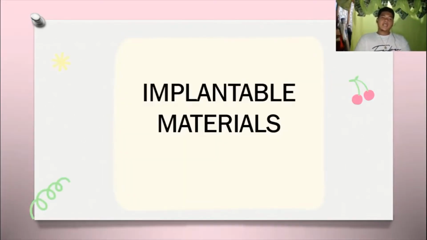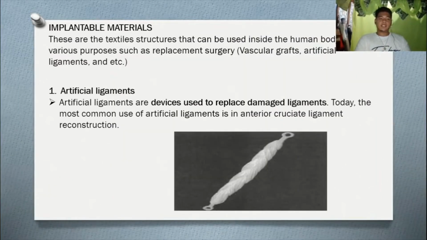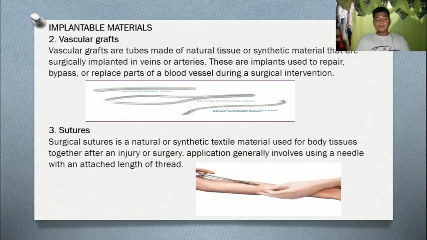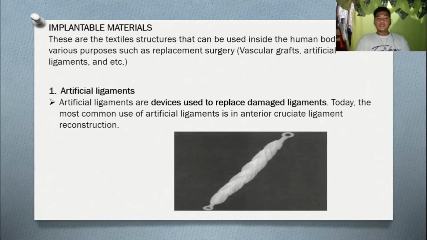So the next classification is implantable materials. So what is implantable materials? These are the textile structures that can be used inside the human body for various purposes such as replacement surgery.